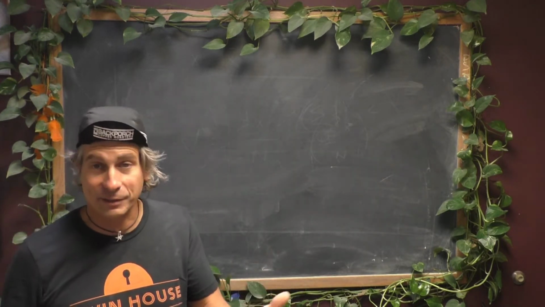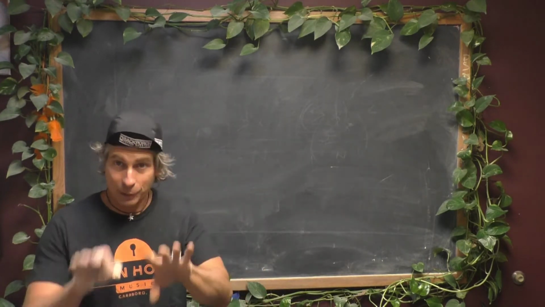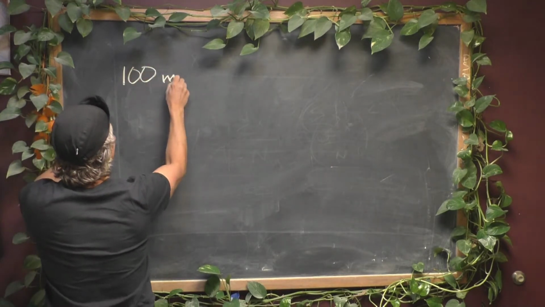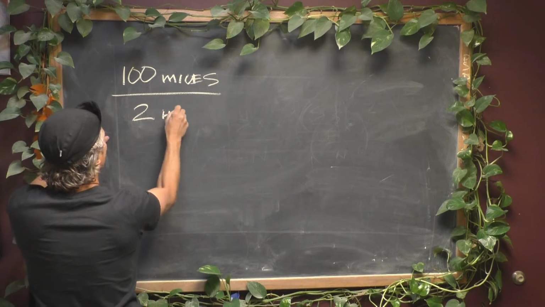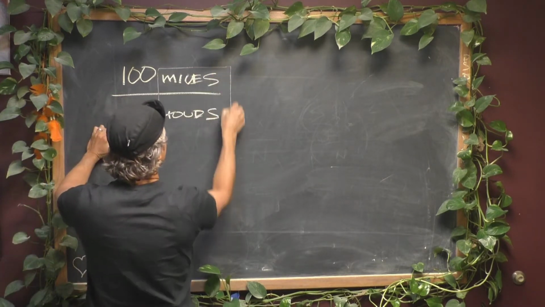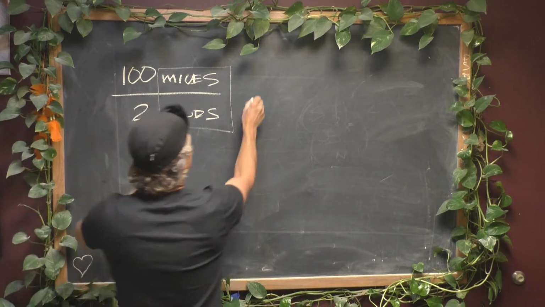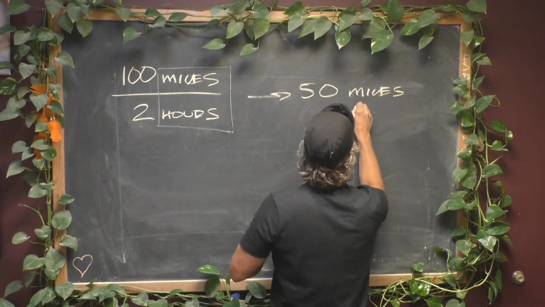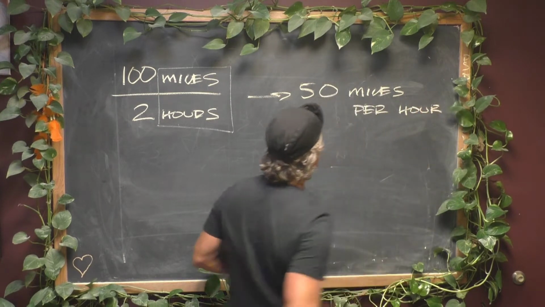That's a famous rate. Miles per hour, MPH. You see it on your speedometer in your car. So we're going 100 miles per 2 hours. We've got the unit, miles per hour. All we gotta do is do the math. So that means you're averaging 50 miles per hour. Yeah, it's pretty straightforward.